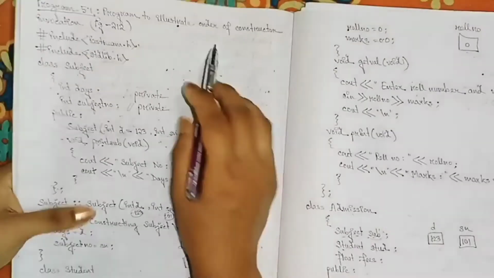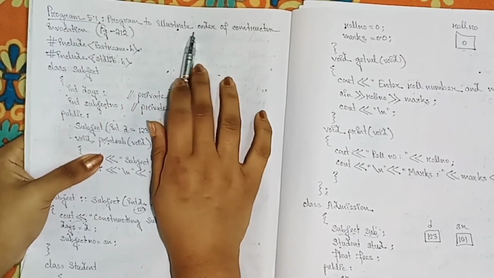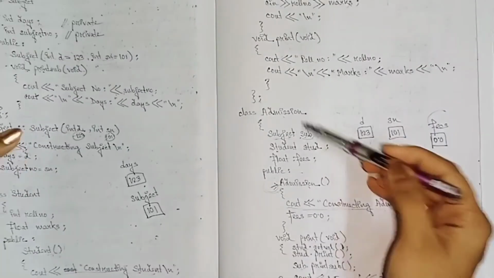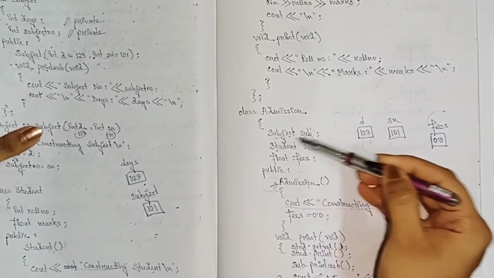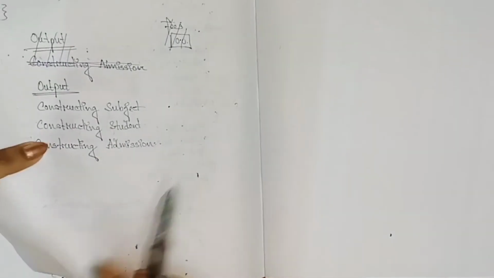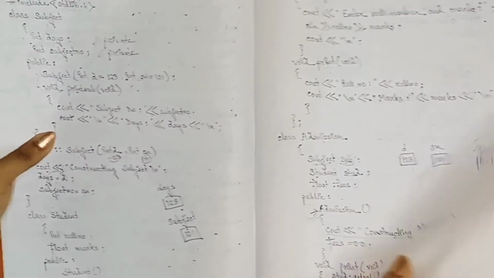How sequential order? Because our program is telling what must be the order of invocation of the constructors. Since in the class admission, first the constructor of subject should be invoked, then student, then admission. Like that we have invoked, and the output is also showing first subject, then student, then admission. Okay, now this order of constructor invocation is over.